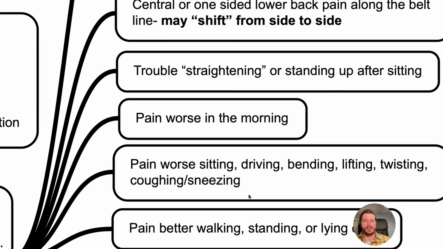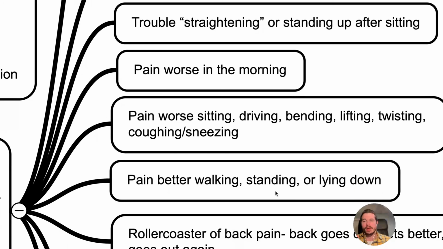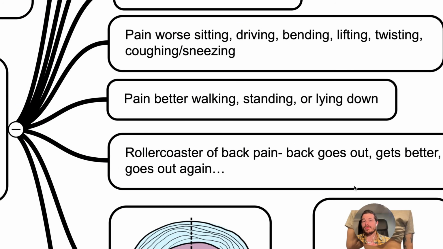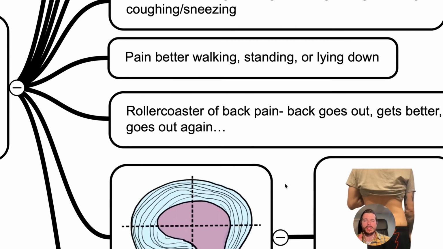And then coughing and sneezing or straining, something we call the Valsalva maneuver, actually increases intra-abdominal pressure or intradiscal pressure, pressure within the soft tissues of the spine. It can increase pain. Pain is often, but not always, better with walking, standing, being upright, or lying down. And there's often this history of a roller coaster of back pain, whereby the back went out in the past, then it got better, and then it goes out again, and you just kind of always have your back going out on you every few months or something like that.